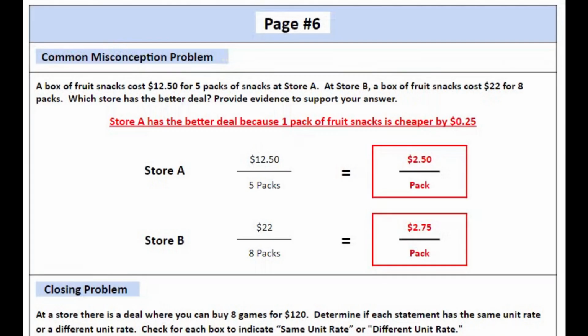For store A, you should have gotten $2.50 per pack of snacks. For store B, $2.75 per pack of snacks. And just a quick note for store A, if you just wrote 2.5, add a 0 to that because remember, money always goes to the hundreds place. And so store A has a better deal because 1 pack of fruit snacks is cheaper by 25 cents.